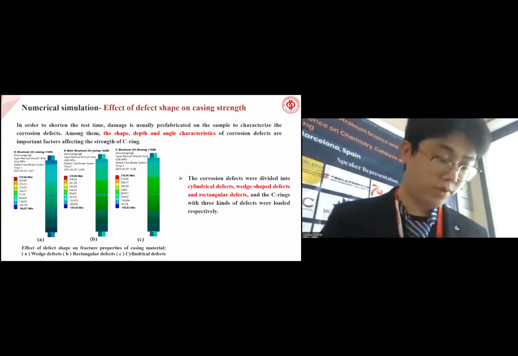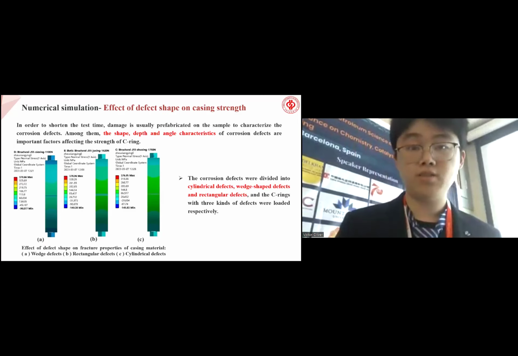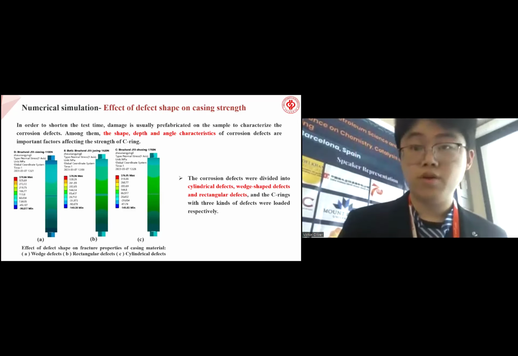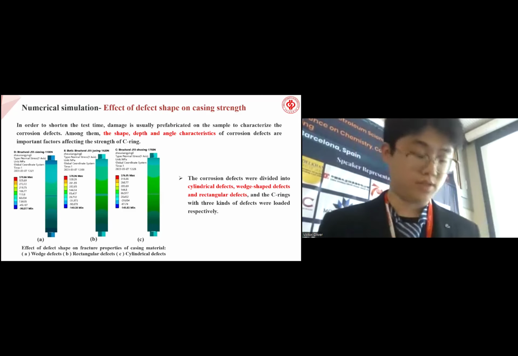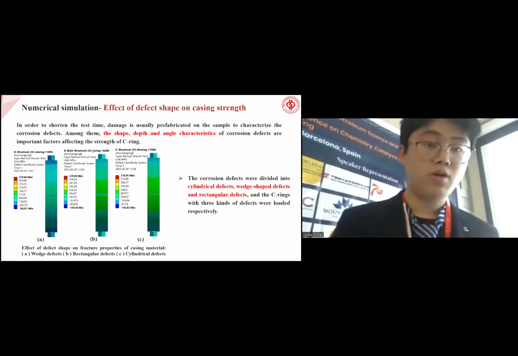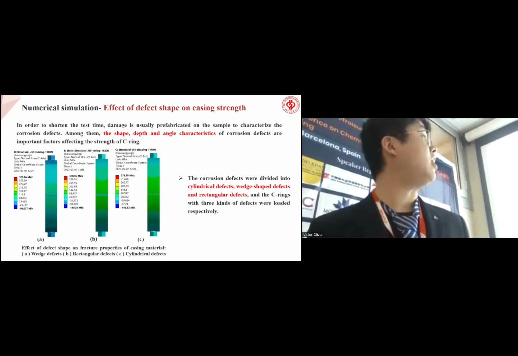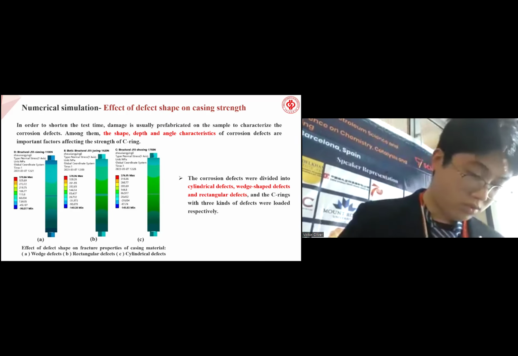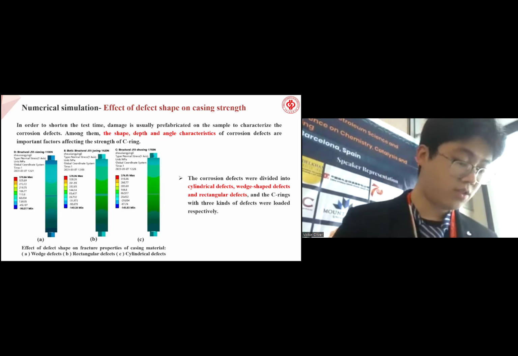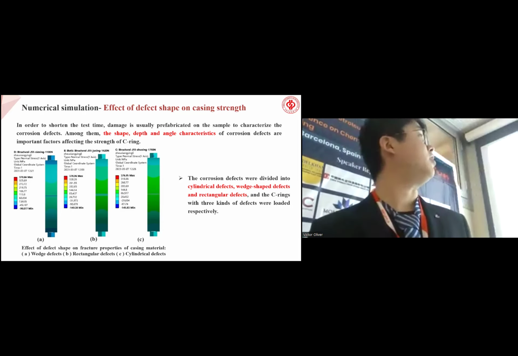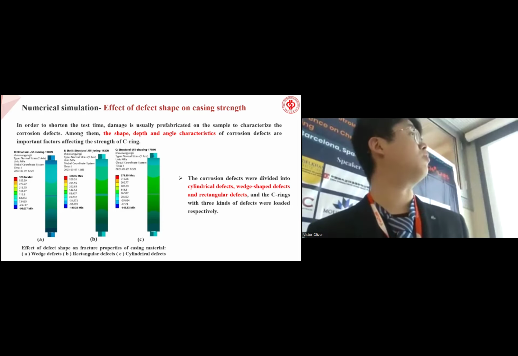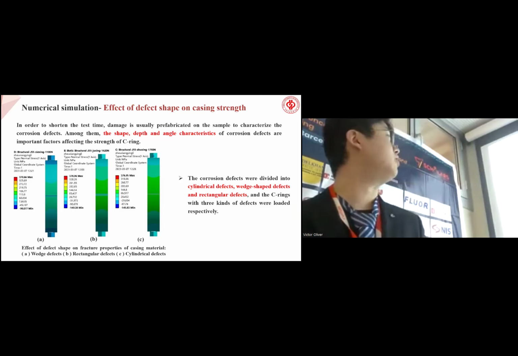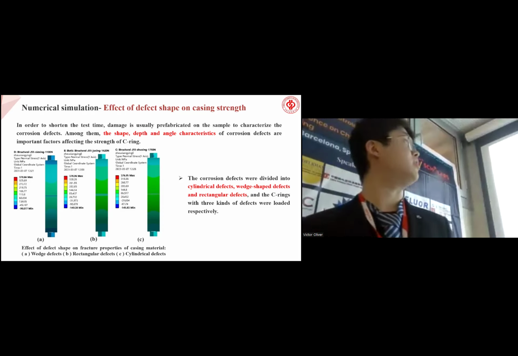Next is the influence of the casing species. In order to shorten the testing time, damage is usually simulated in the corrosion defects. Among these, the shape, depth, and angle of the corrosion defect are the important features among the species of casing readings.